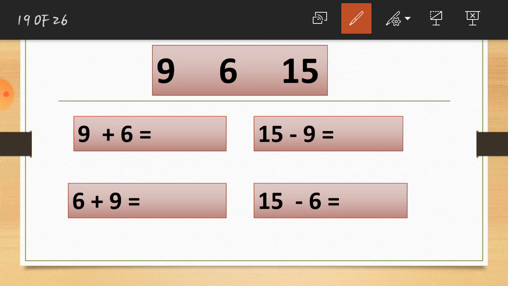Here 9, 6 and 15. So here 15 is missing, so I write 15 here. In the next sum, which is 6 plus 9, here also 15 is missing. In the next sum, which is 15 minus 9, I write 6 here because 6 is missing. And here 15 minus 6, so here 9 is missing.